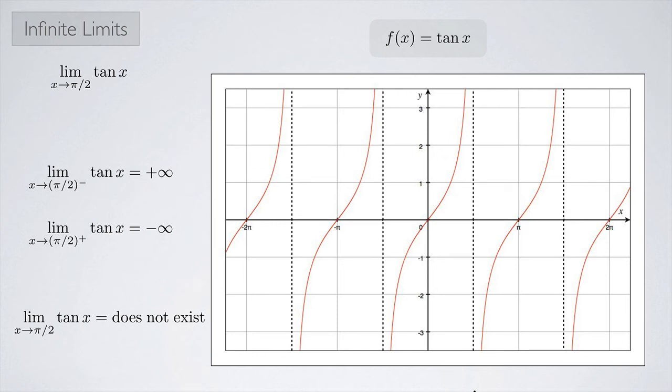Remember, when I say that the limit as x approaches pi over 2 from the left or from the right equals positive infinity or negative infinity, this also means that the limit does not exist. It's just that we're specifying a particular way in which it does not exist. And since we don't have the same thing here, we have a plus infinity here and a minus infinity here, the overall limit as x approaches pi over 2 does not exist.